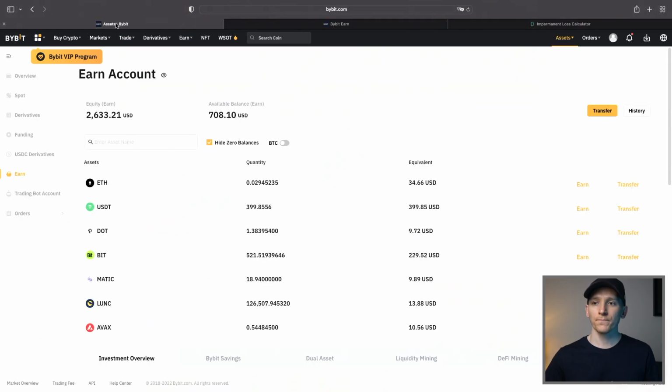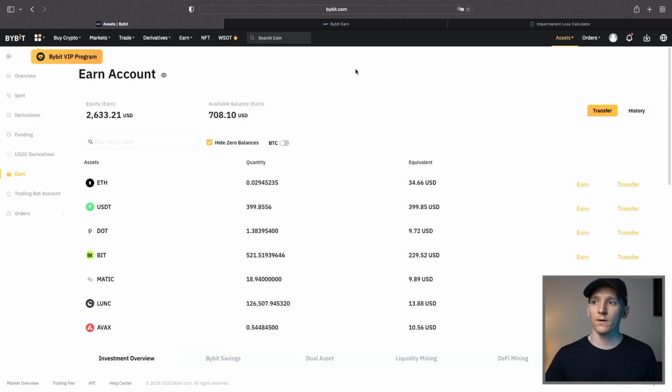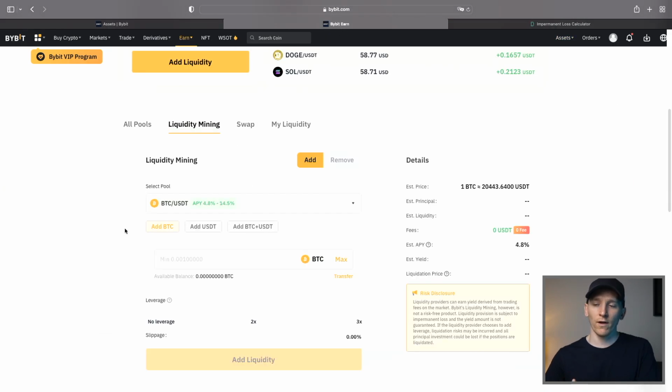So I'm going to go over to my main page, click on earn, and then I can transfer some assets in. So I'm going to click on transfer on the right hand side, then transfer in some assets either from my spot account or my derivatives, wherever you have the Bitcoin or the US dollar Tether, just transfer that into your earn account, and then you can go ahead and invest it here.